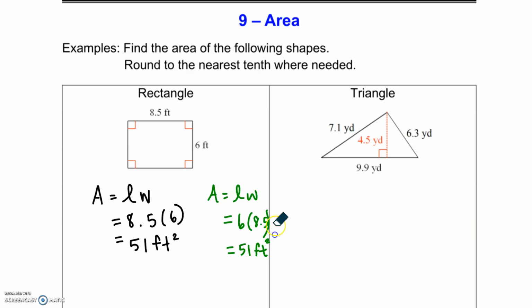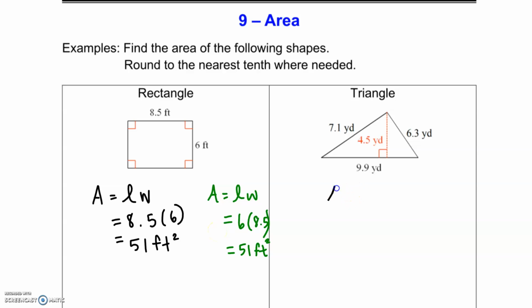So keep that in mind. Generally, people think of the longer side as the length, but if you sub it in differently, because this multiplication works the same, whether you have 8.5 first or you have 6 first, you'll always get that answer. All right, let's take a look at the area of the triangle.